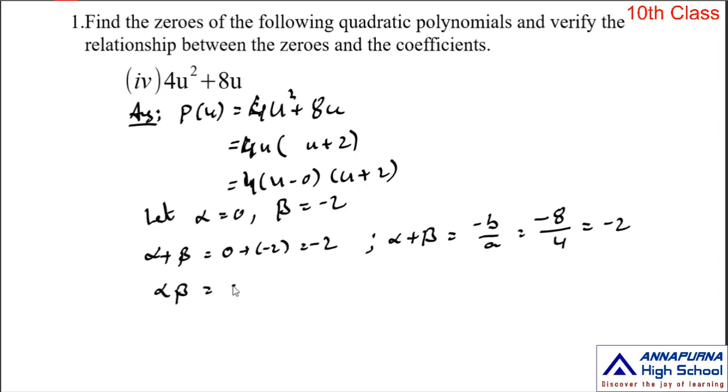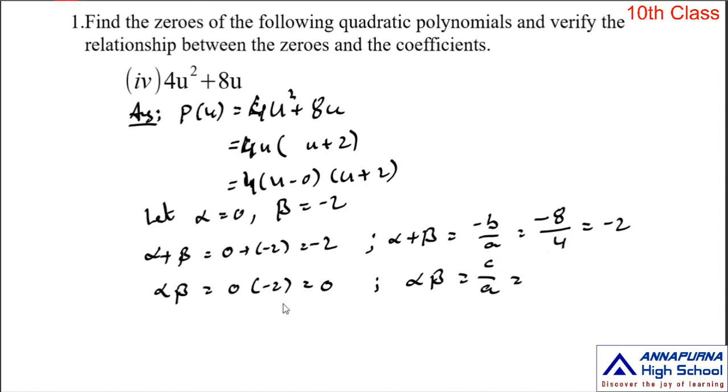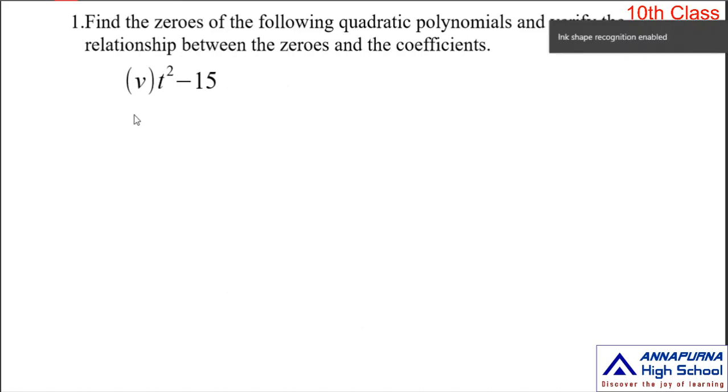And product of the zeros is equal to alpha into beta, which is 0 into minus 2, equal to 0. And here also alpha into beta is equal to c by a, that means c is the constant term. Here there is no constant term, that means the constant term is 0, so 0 by 4 is equal to 0. Yes, we get the same result. So hence verified.